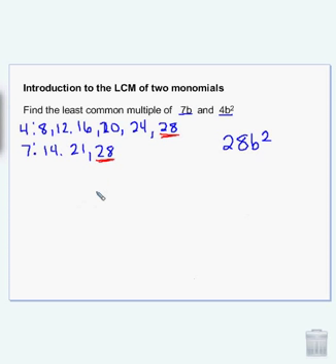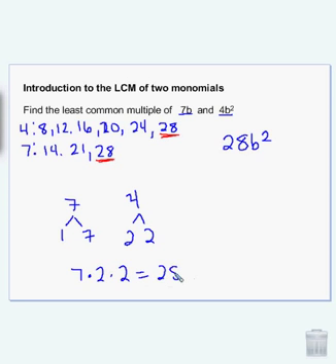Now the other method we can use is factor trees. If I factor 7, I get a 1 and a 7 because 7 is prime. Factoring 4, I get a 2 and a 2. Now this isn't really very useful for this particular problem because we don't have any factors in common. If we did have any factors in common, we would cross one of them out and then write all the numbers left. So our least common multiple is going to be 7 times 2 times 2, which is 28, and again our largest exponent, so b squared.